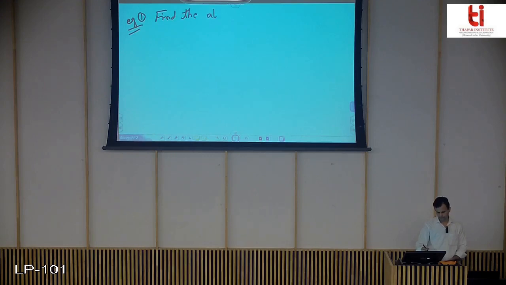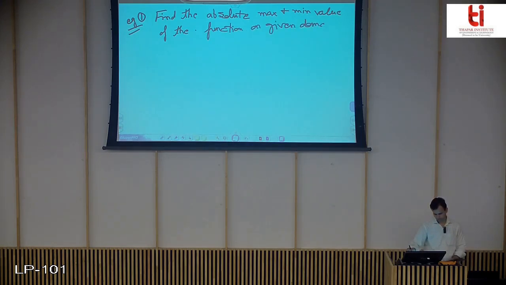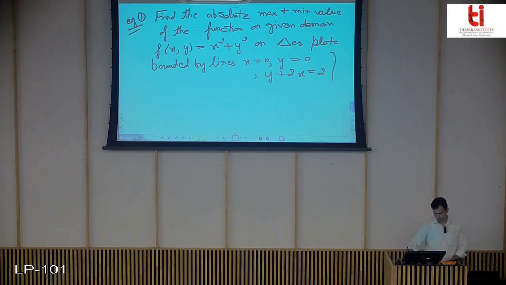Find the absolute maximum and minimum value of the function f(x, y) = x² + y² on the given domain, a triangular plate bounded by the lines x = 0, y = 0, y + 2x = 2.